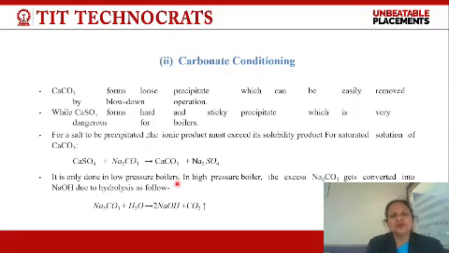The second method is carbonate conditioning. This is performed in high pressure boilers when the calcium impurities exceed in boiler water. We add an excess amount of soda. Soda means sodium carbonate. When sodium carbonate reacts with calcium, it will convert all the impurities into calcium carbonate, which can be easily collected or removed by blow down operation.